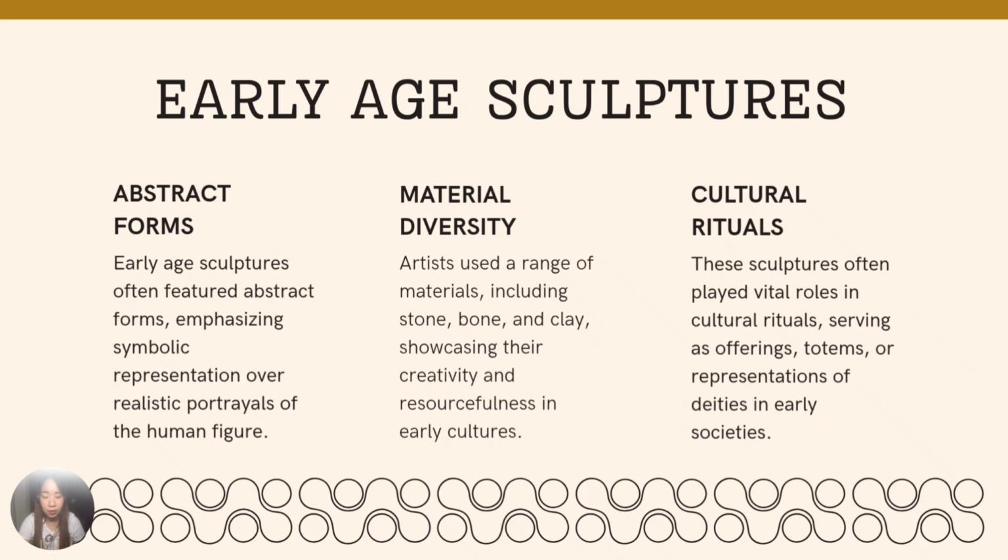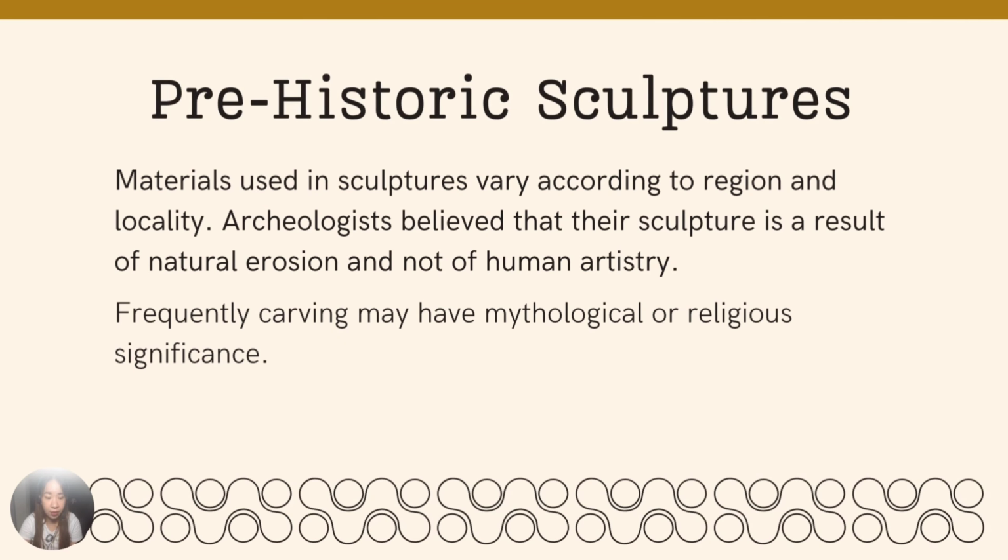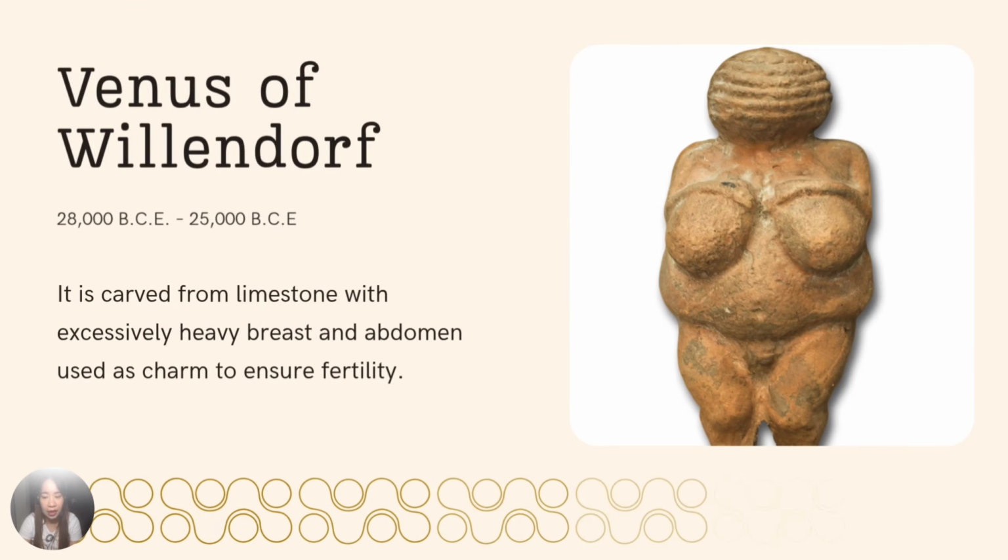Next one is cultural rituals. These sculptures often played important roles in cultural rituals and ceremonies, serving as offerings, totems, or representations of gods or deities in early societies. Under early age sculptures, we have prehistoric sculptures. As I said, materials used in sculptures vary according to region and locality. Archaeologists believe that some sculpture is a result of natural erosion and not of human artistry. Frequently, carving may have mythological or religious significance.